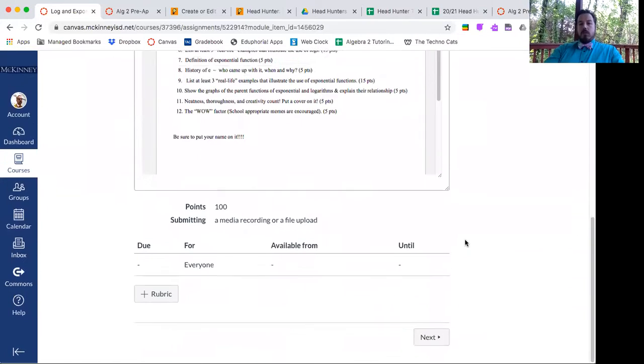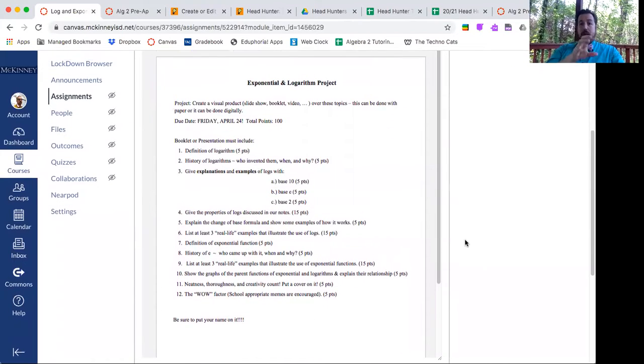Obviously yours looks different because yours is student view, mine's teacher view, but in there you've got all the stuff. So when we're talking about these real life examples of logarithms or real life examples of exponential functions, you're going to look up how they are used, like in what circumstances are they typically used. Some of them you will be able to find from what we've done in our application problems.